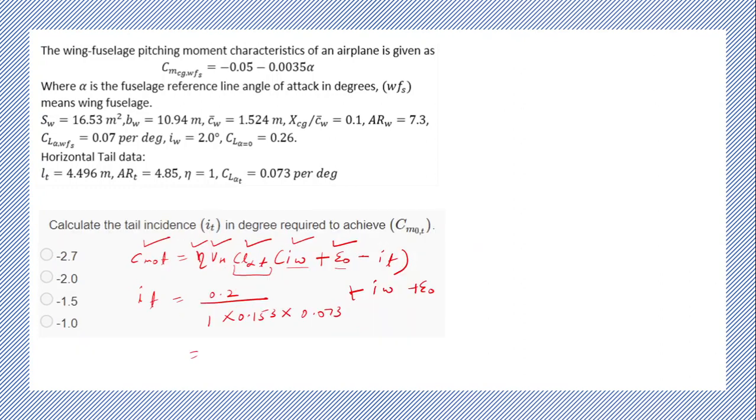Epsilon naught was 1.3. How much are you getting? Minus 2.7. Yes, so minus 2.7 degrees is the tail setting angle. So you require the tail to be set at a negative angle. That is when you get the CM naught positive.